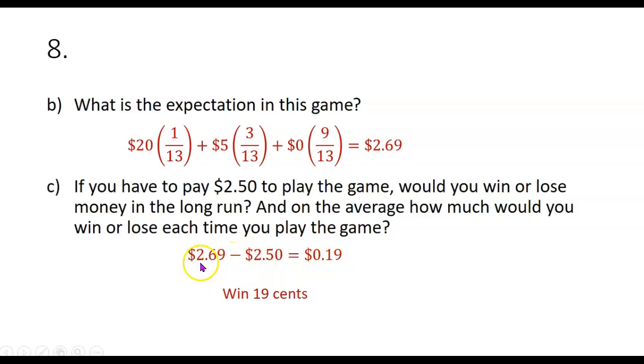Well, you are going to come out ahead. A gain of $2.69 minus a loss or payment of $2.50 equals a positive winning or profit of $0.19. That is 19 cents. So in the long run, if you played this game over and over and over, or if you had a whole bunch of people play it, the average result of all of those games would be winning 19 cents per game. If this had come out negative, or if the amount you pay was bigger than the amount you win back, then you would be losing in the long run.